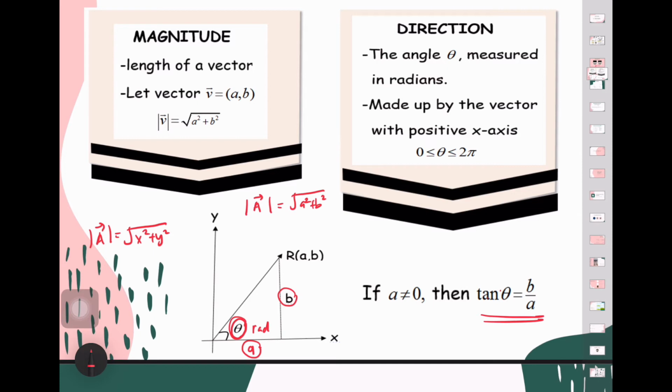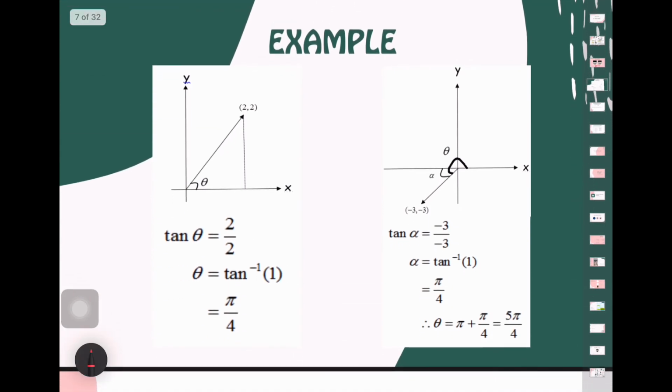So kita nak cari theta, kita bawa tan ini pergi ke kanan, dia akan jadi inverse tan B over A. So kita dapatlah nilai theta. This one is the direction of our vector. Okay, let's see example. Okay, so kita ada example dekat sini.